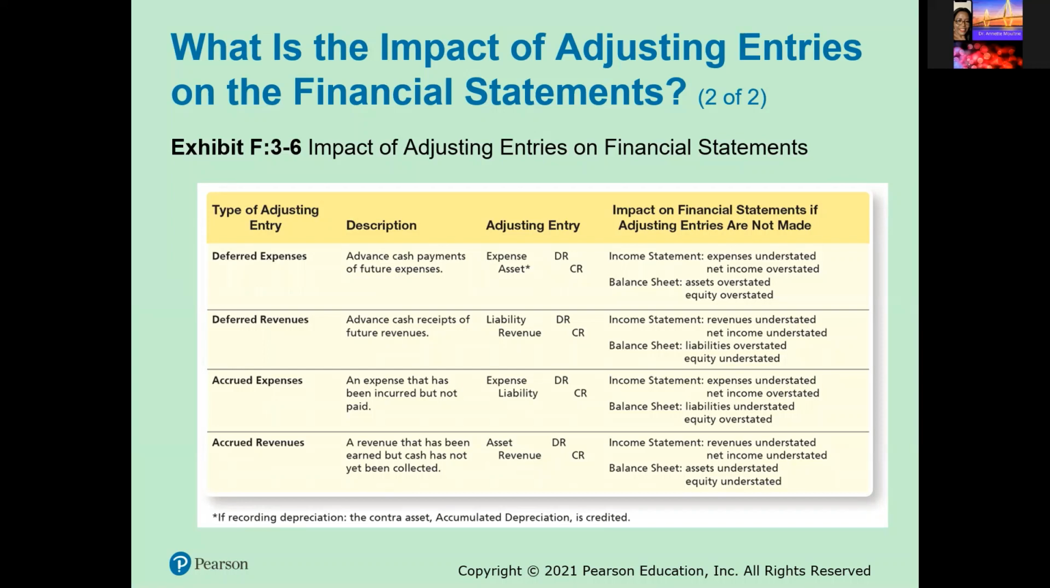For example, if we fail to record accrued revenues, both the assets and the revenues, and subsequently the net income, will be understated. Or if we fail to record depreciation expense during the period, assets will be overstated, while expenses will be understated, just too low, thereby resulting in an overstatement of net income.